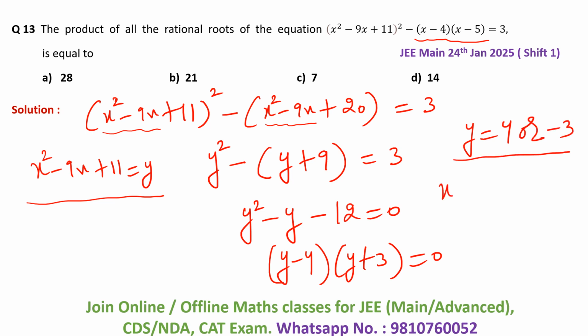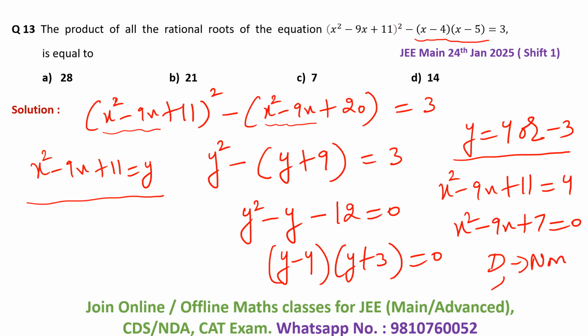Now y was x² − 9x + 11. So just put this value equal to 4 to get the roots. x² − 9x + 7 = 0. Now students, clearly the discriminant of this equation is going to be a non-perfect square quantity, because it will come as 81 − 28, which is 53. Fine. So obviously the roots of this particular equation are going to be irrational numbers. So we will just avoid them. And now we move to the second case.